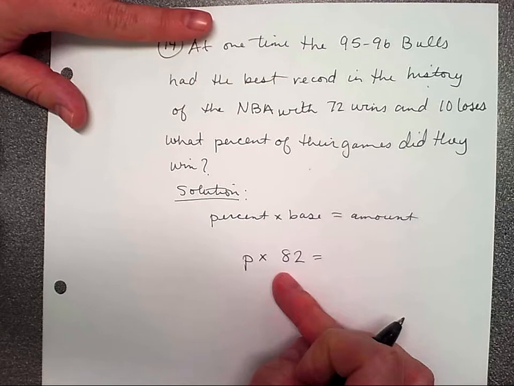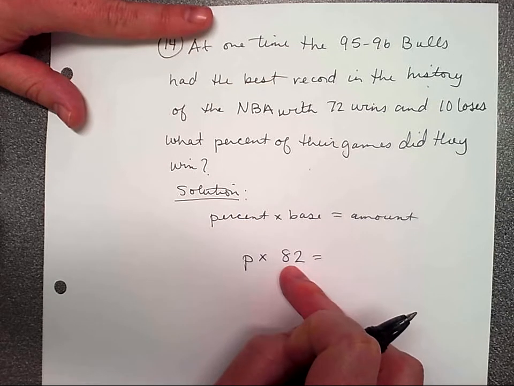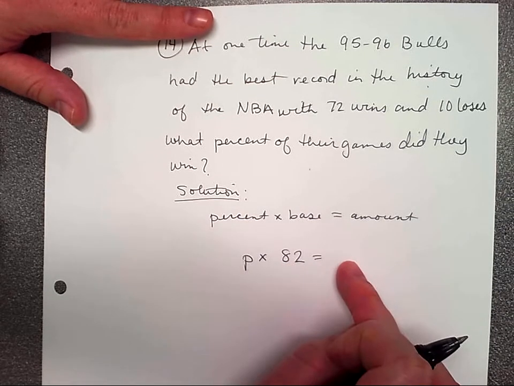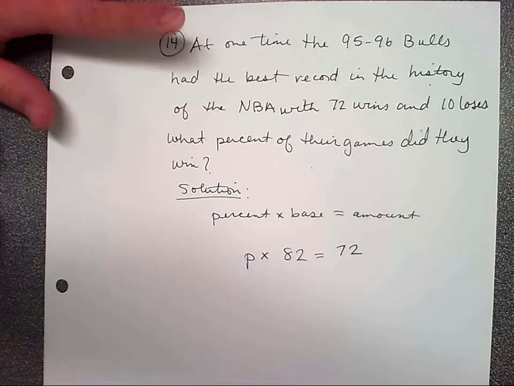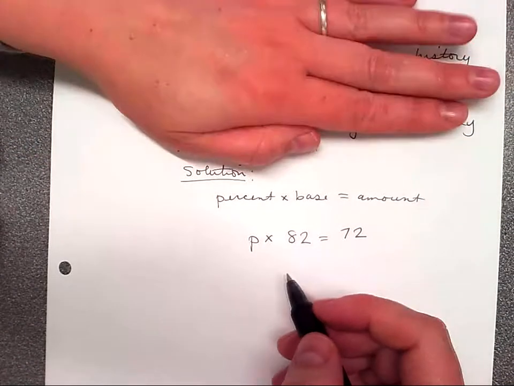Equals what percentage of their total number of games? 76. Did they win? Equals 72. I'm solving for P.